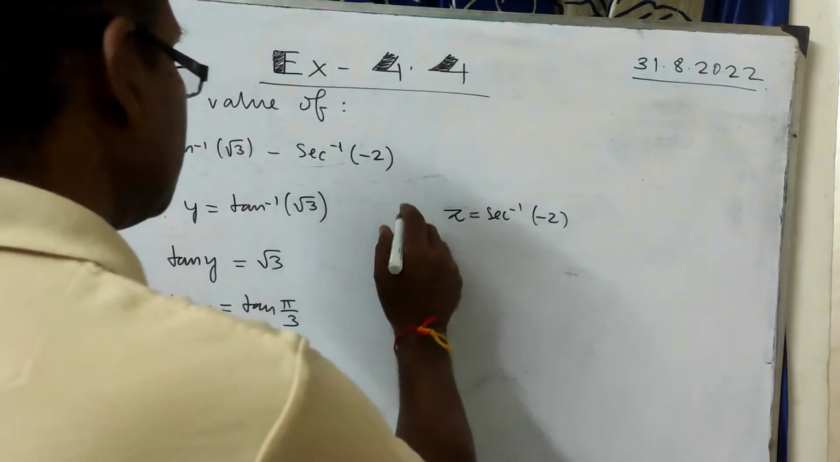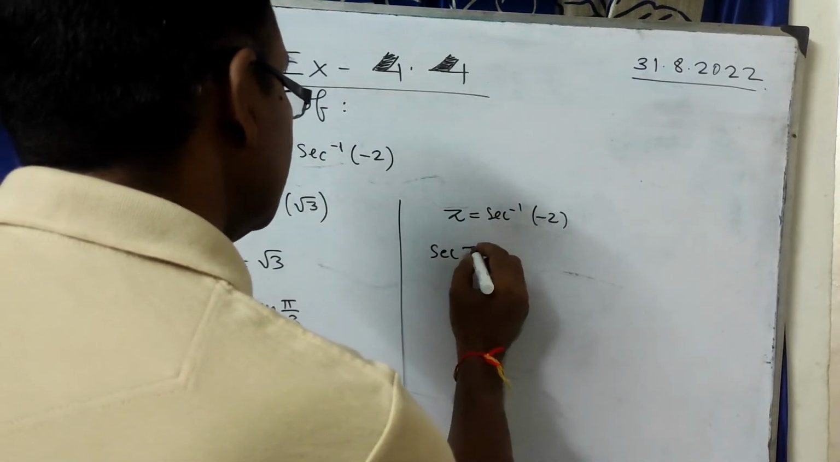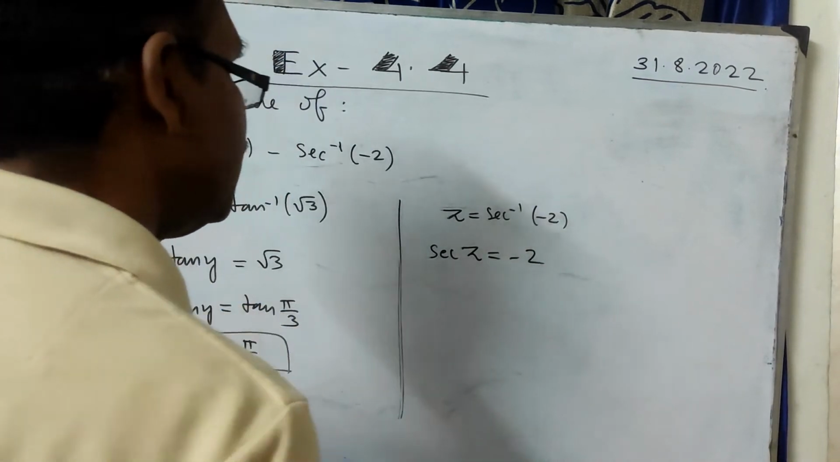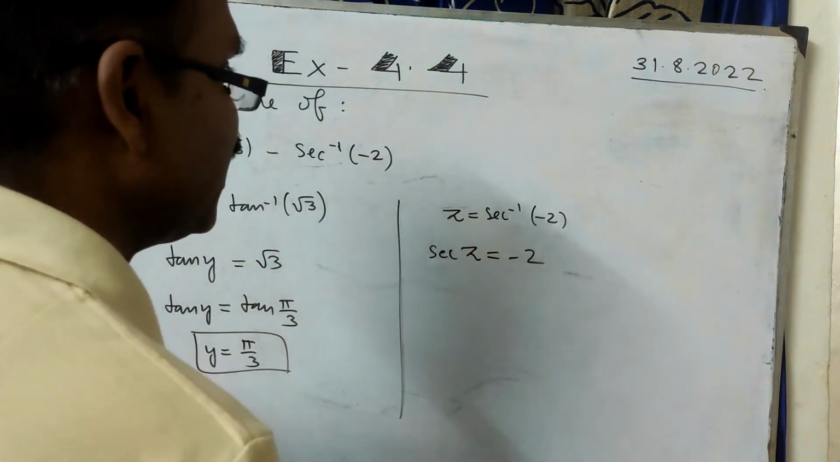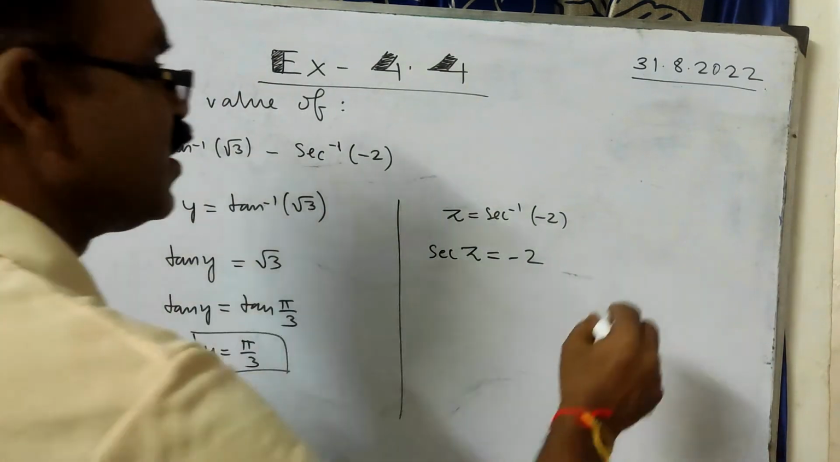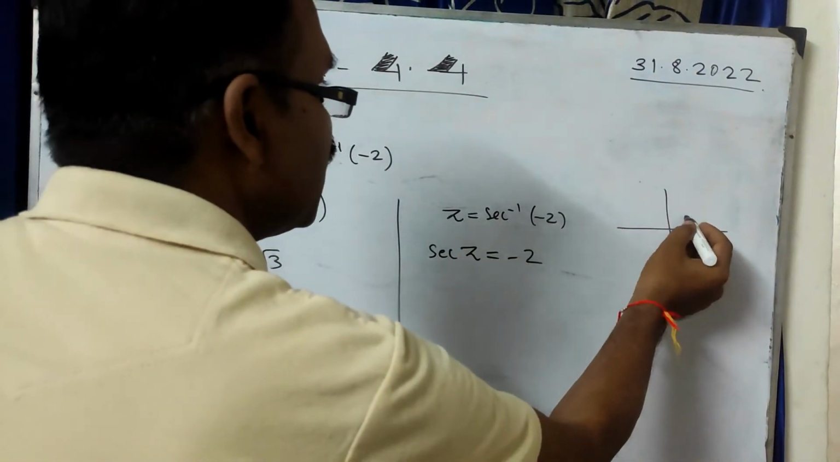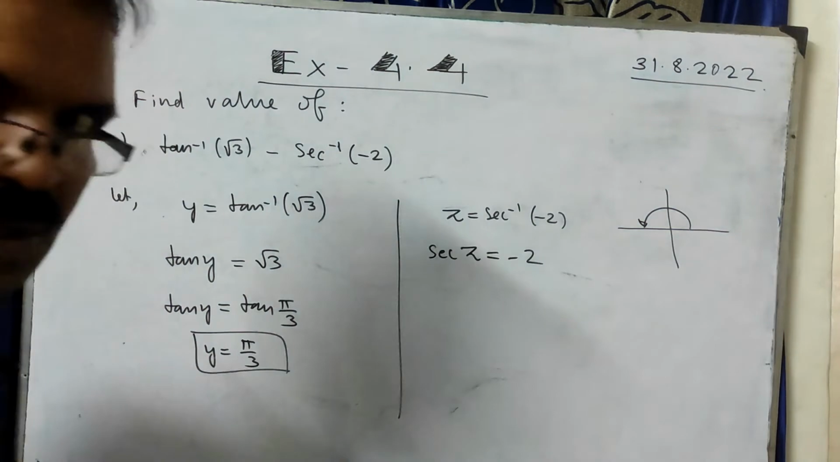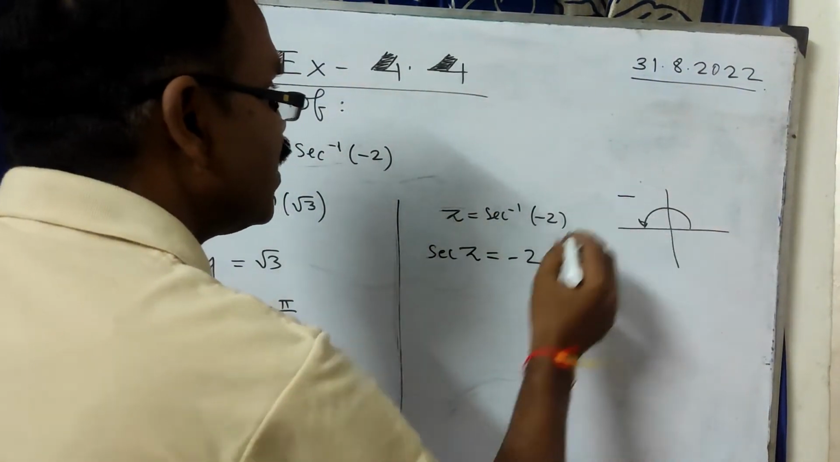Okay, similarly, tell me this one. For z, secant z is equal to minus 2, right? So for secant, cos of what angle is half? Cos 60 degrees, isn't it? But it is negative. So negative means we have to think of the quadrant, right? Cos is from 0 to pi, and 0 to pi means it is negative here.